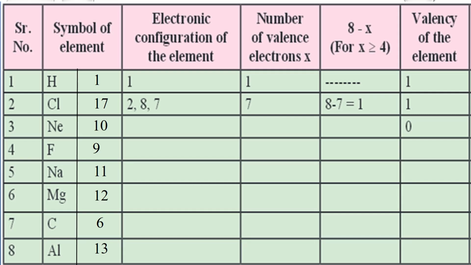So hydrogen is 1, the electronic configuration is 1. Because it has only one electron, the valence electron will also be 1. Okay, now this 1 is a number which is less than 4, and that is why you don't have to even calculate it actually. It directly becomes the valency of the element, that is 1.